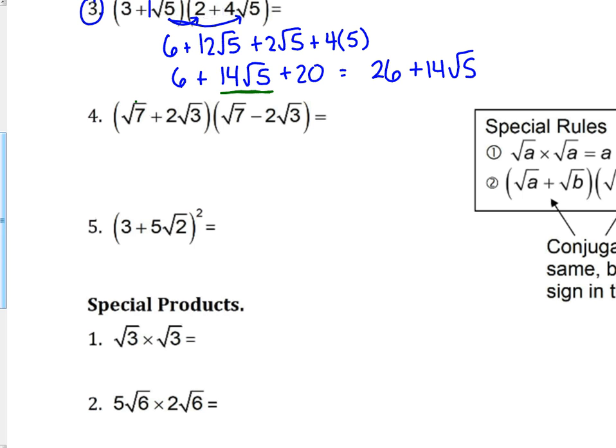Okay, root 7 times root 7, what does that equal? Just 7. What is root 7 times negative 2 root 3? Negative 2 root what? 21. Okay, now what is 2 root 3 times root 7? Plus 2 root 21. And last, what is 2 root 3 times negative 2 root 3?